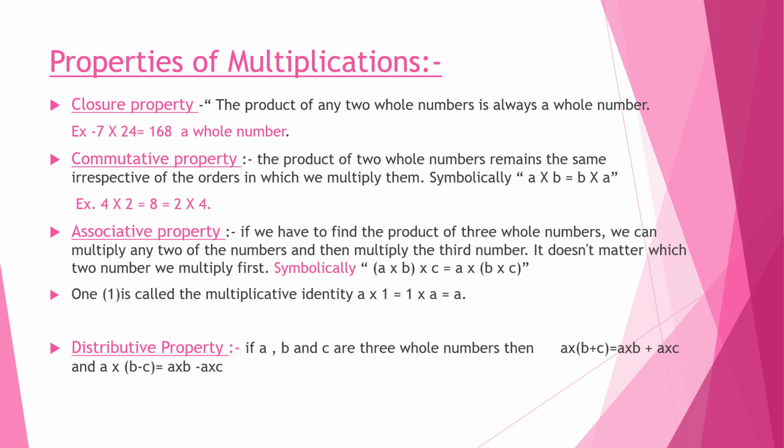Distributive property. If A, B and C are three whole numbers, then A into B plus C is equal to A into B plus A into C, and A into B minus C is equal to A into B minus A into C.